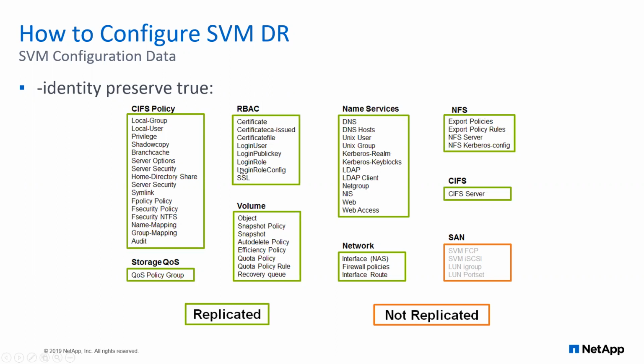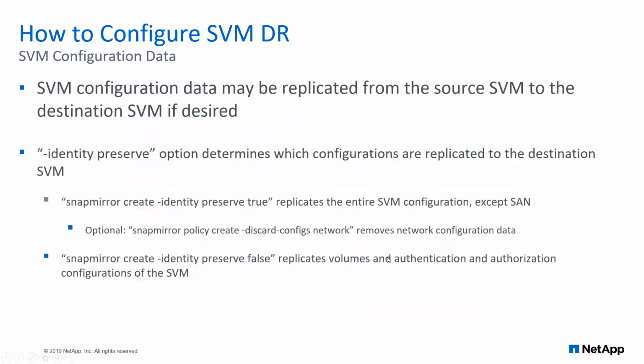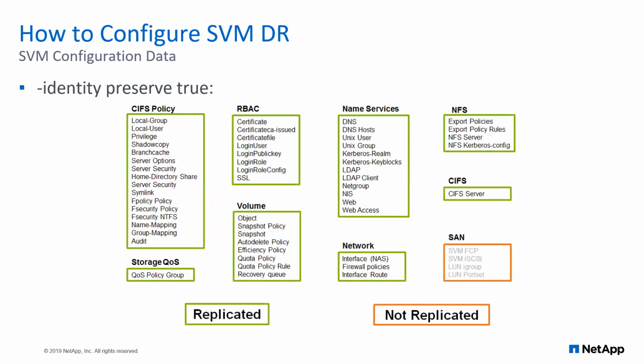If you are in a situation where you want to replicate all of this data except for the network policies, keep in mind you can use network configs discard, or sorry, discard configs network on your SnapMirror policy.